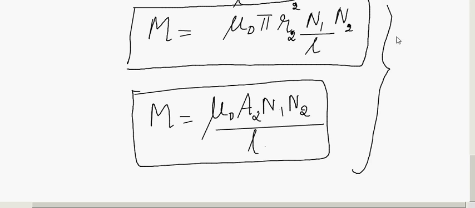So the required expression in this case you can write in terms of R2 because the radii is given. They have different radii. Or you can also write in terms of area. So here we have substituted pi R2 square as A2. The mutual inductance or coefficient of mutual induction for two coaxial solenoids is given by mu naught into A2 into N1 N2 by L, where L is the length of the solenoid, N1 is the number of turns in the first solenoid, N2 is the number of turns in the second solenoid, and A2 is the area of the second solenoid. And I hope you understood this derivation.